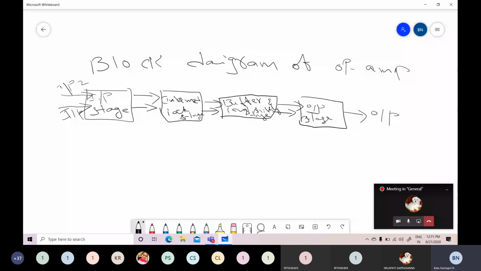So why we are using the buffer and level shifting stage is since all the stages are coupled directly here, so the DC voltages from the previous stage will be directly applied as the input to the next stage. For example, whatever the DC output voltage in this first stage will be applied as the DC input voltage to the second stage. The DC input voltage at the second stage will be applied as the input to the third stage. So due to this, we may get high DC voltage level.